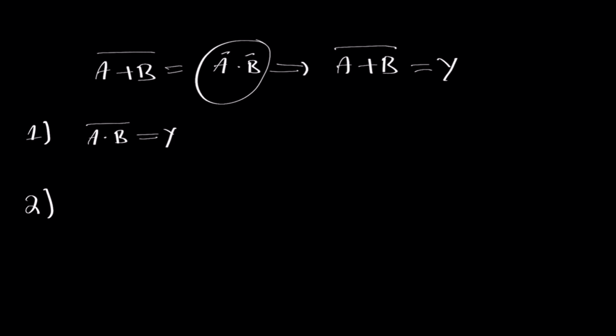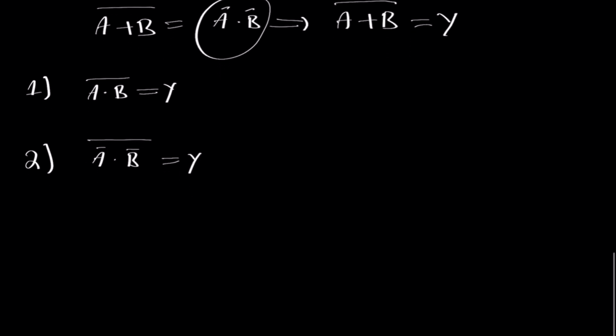Step 2 was, now we will complement each individual variable. So that will be A over bar ANDed with B over bar, and that long over bar is equal to Y. So step 2 again was complement each individual variable, or add a short bar to each individual variable. Step 3 was complement the entire function, or add a long over bar to the function.